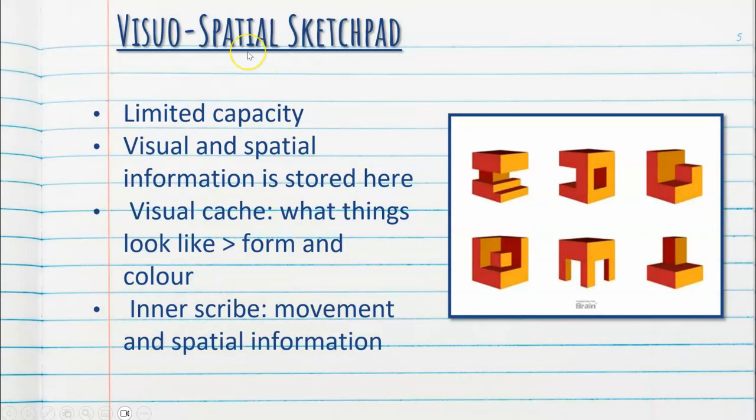Now the visuospatial sketchpad is limited in capacity as well. Its visual and spatial information is stored here, so the visuals and appearance, and the visual information that we see. We also have the visual cache, which is what things look like in terms of their form, color and shape. We then have our inner scribe, which is movement and spatial information, so how a certain object, for example, will move and be directed.